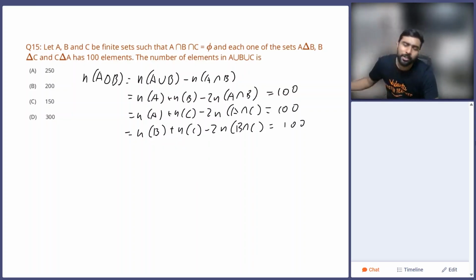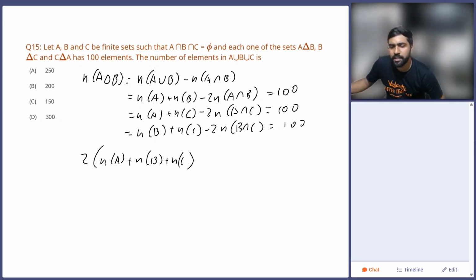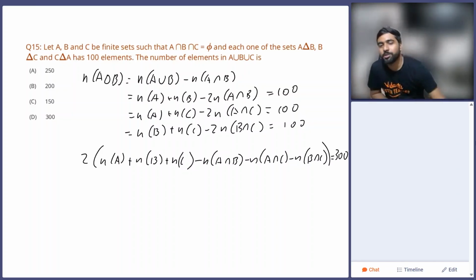So if you add all three of them up, what will you get? You will get 2 times n of A plus n of B plus n of C minus n of A intersection B minus n of A intersection C minus n of B intersection C equals 300. This is the expression that you get.